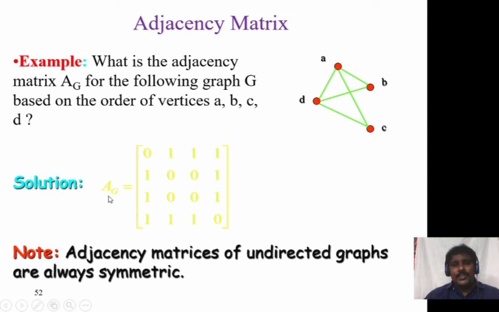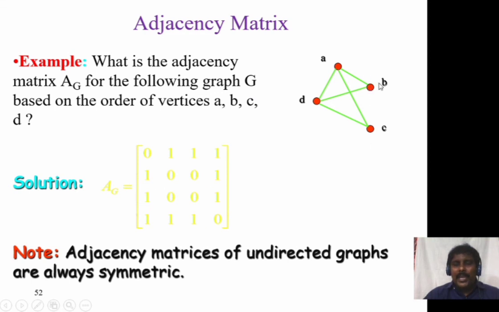I take A first. Now I am checking from A. Is there a self loop from A to A? No, so its value is 0. A to B, yes, 1. A to C, 1. A to D, 1. So 1, 1, 1. Now I am taking B. Is there a self loop? No. B to A: is there a B to A? Yes, B to A is 1.